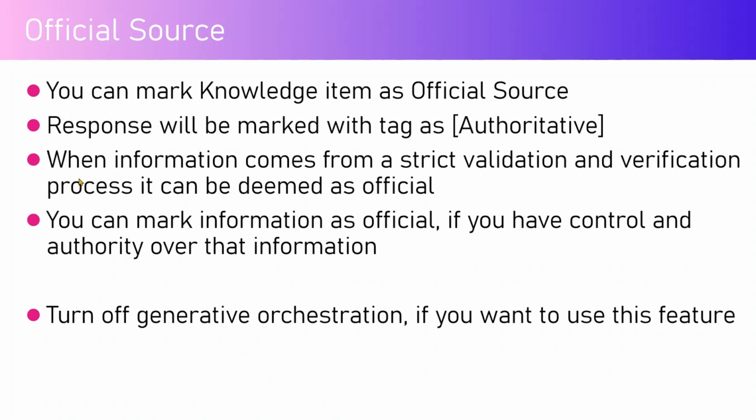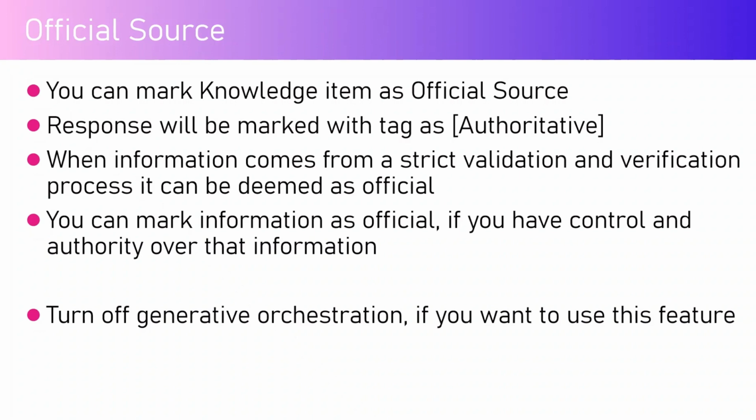When information comes from a strict validation and verification process, it can be deemed as official. You can mark information as official if you have control and authority over that information. Remember, this is not just a simple switch. It means the content is verified and validated by a source, and the user gets first-hand information of that particular reference. So it is important to first understand whether the knowledge source you have specified is coming from an official source, or whether you should mark that information as not official because it is not coming from an official source.